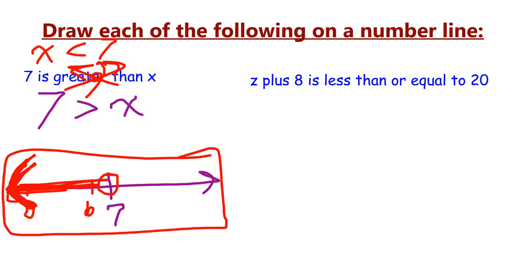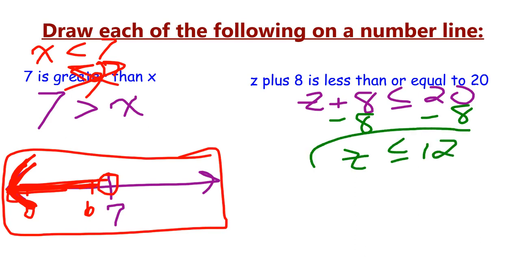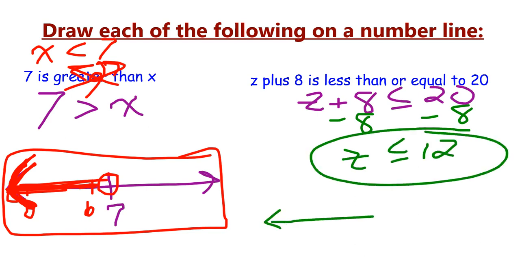On the right-hand side, z plus 8 is less than or equal to 20. We have an inequality that we need to solve here. So we're going to take 8 away from both sides to get z is less than or equal to 12. And this inequality is going to be the one that we graph, because z plus 8 is somewhat helpful, but z is less than or equal to 12 is incredibly helpful.